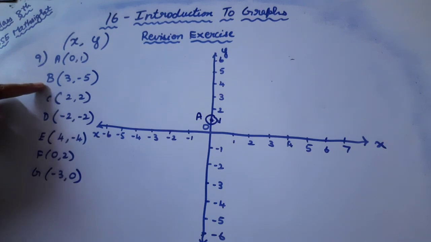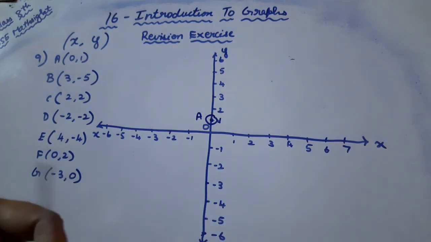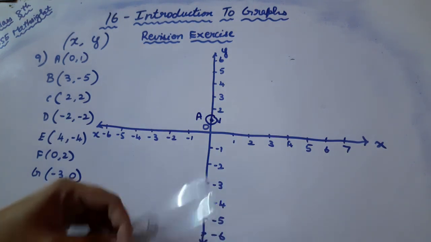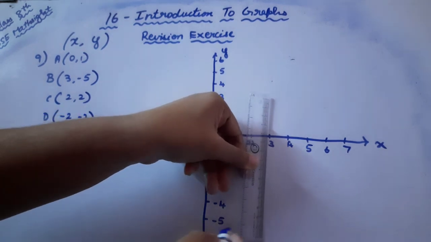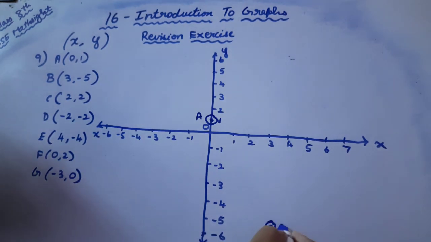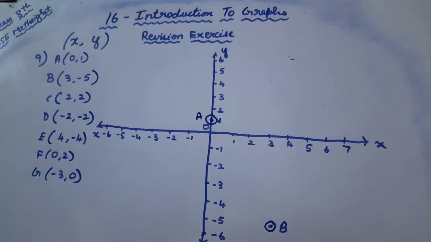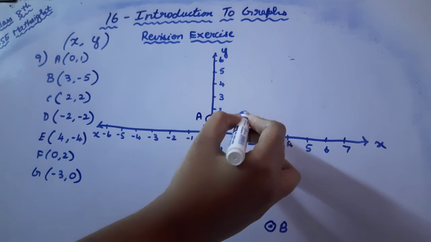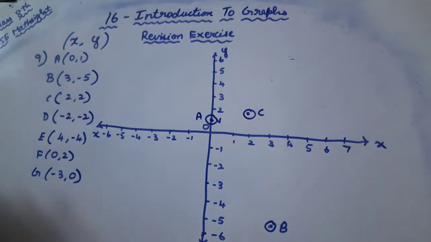Second point we have B (3, -5). So on the x-axis we take 3 and on the y-axis we take -5. So we have (3, -5) over here. On the y-axis we take -5. So for (3, -5) we are plotting the point B. Next C (2, 2). So x-axis 2 and then y-axis 2. So we plot the point C (2, 2).